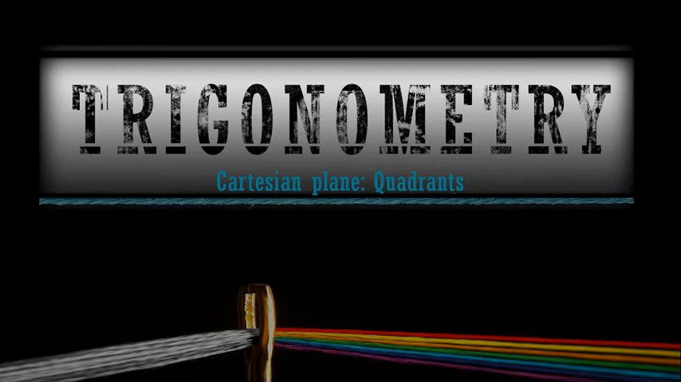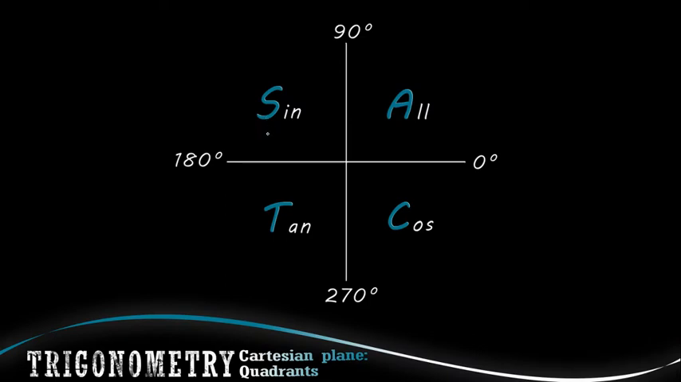In this video, we'll look at problems that pertain to all four of the quadrants. So what's important to remember is the CAST diagram. Now, all of our trig ratios are positive in the first quadrant, sine in the second, tan in the third, and cos in the fourth.